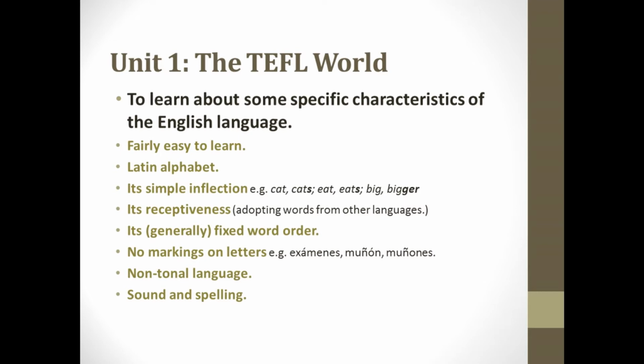Number 4, it's receptiveness, and receptiveness means adopting words from other languages. So you can find many words in common that are taken from the Arabic language or from the French language or from other languages. So there are many things in common between other languages, and that is what makes the English language very easy.